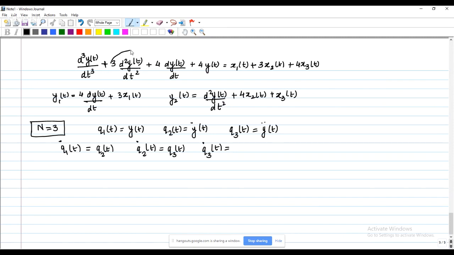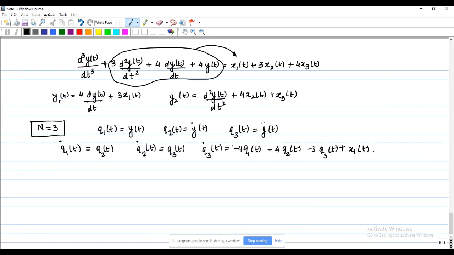I'll move all these terms on the other side of the equation, and I'll write in terms of q1, q2, q3. So first comes minus 4 q1t minus 4 q2t minus 3 q3t plus x1t plus 3x2t plus 4x3t.